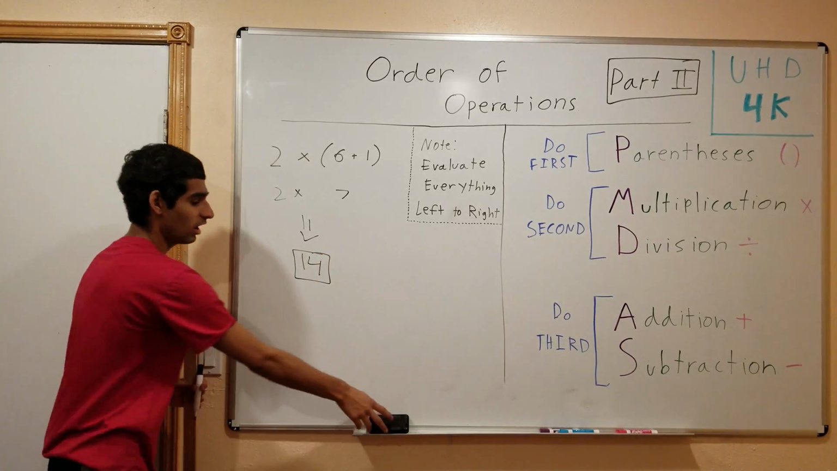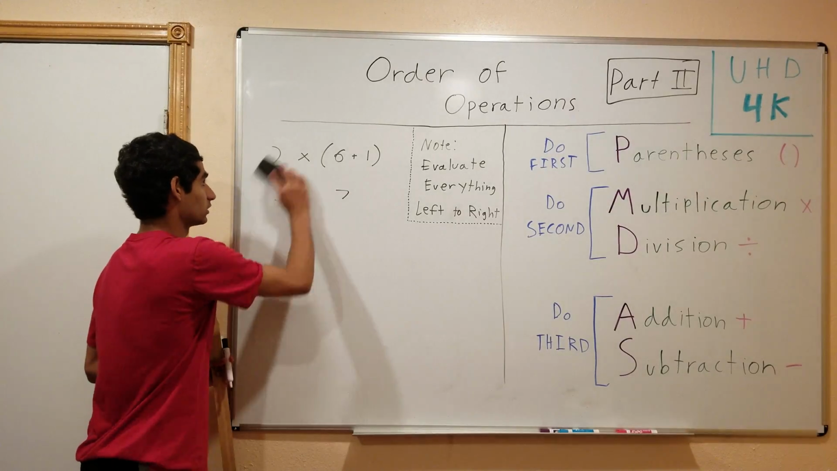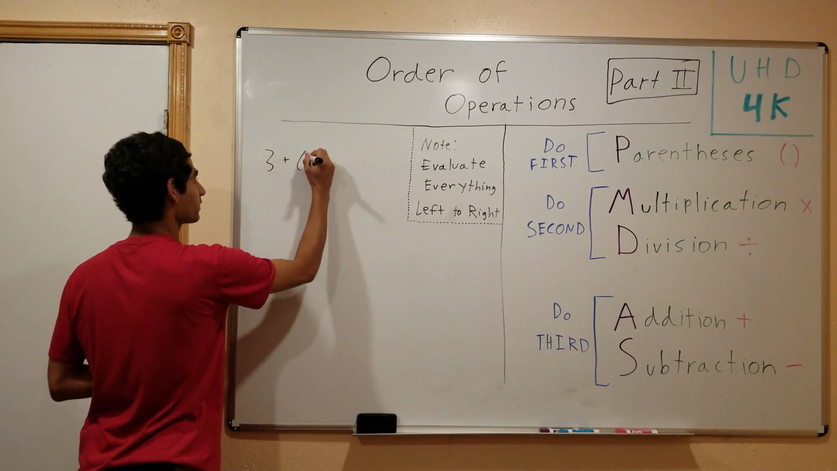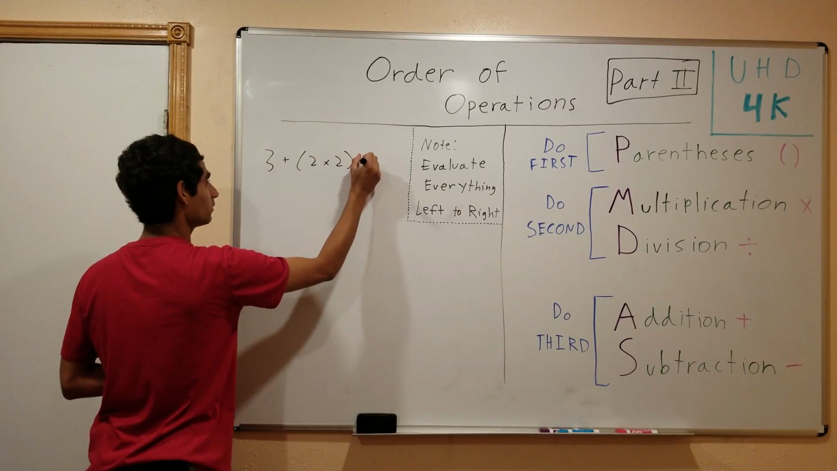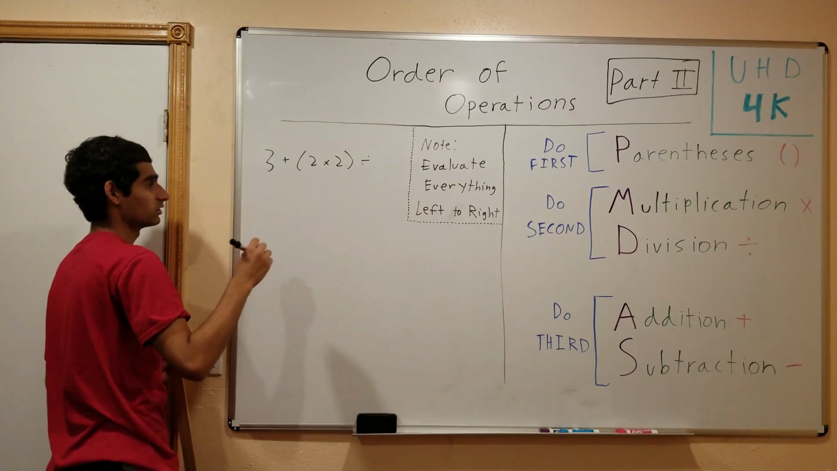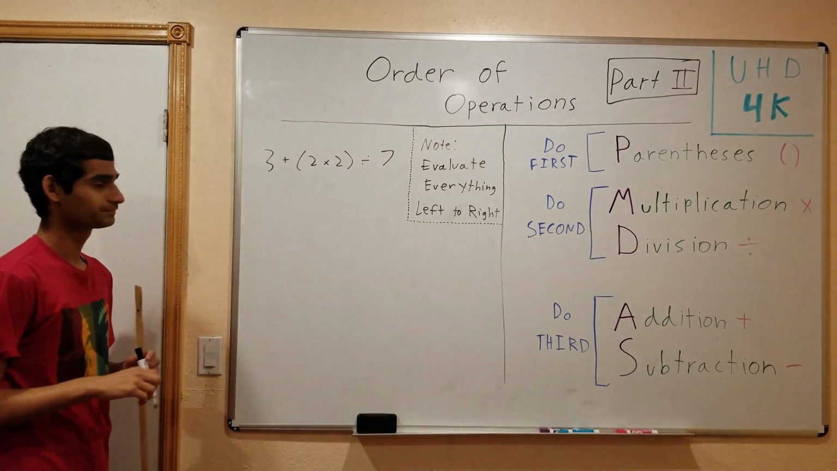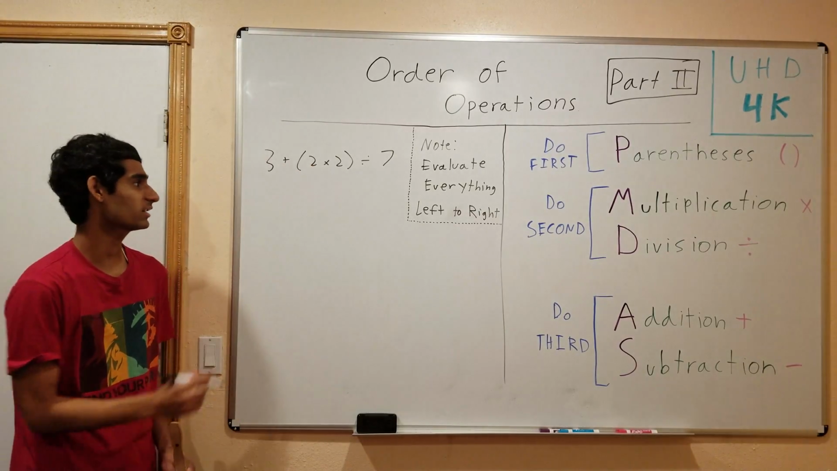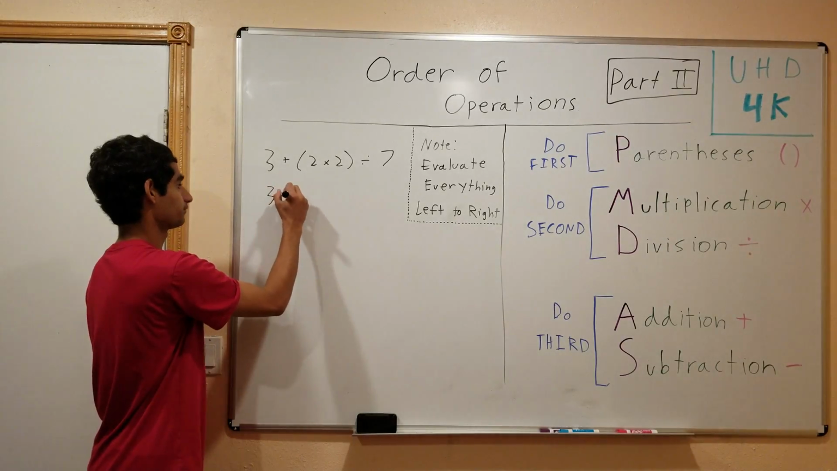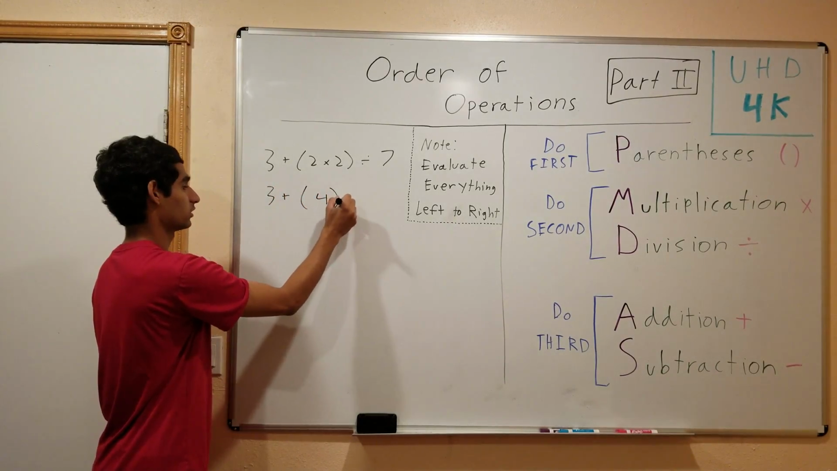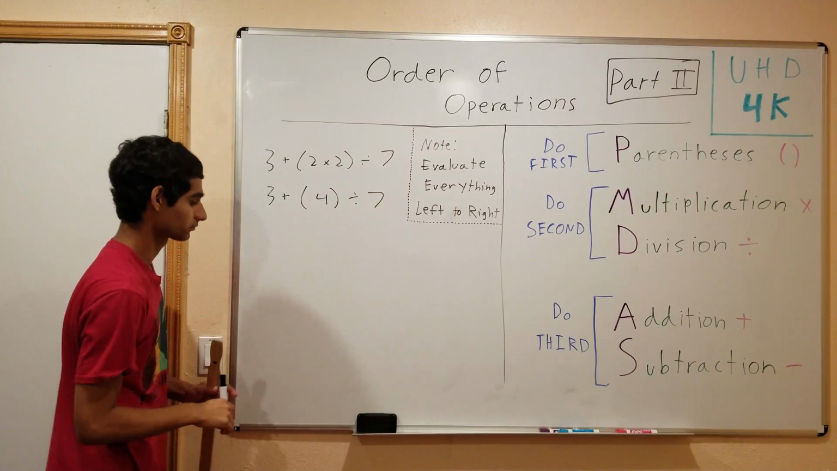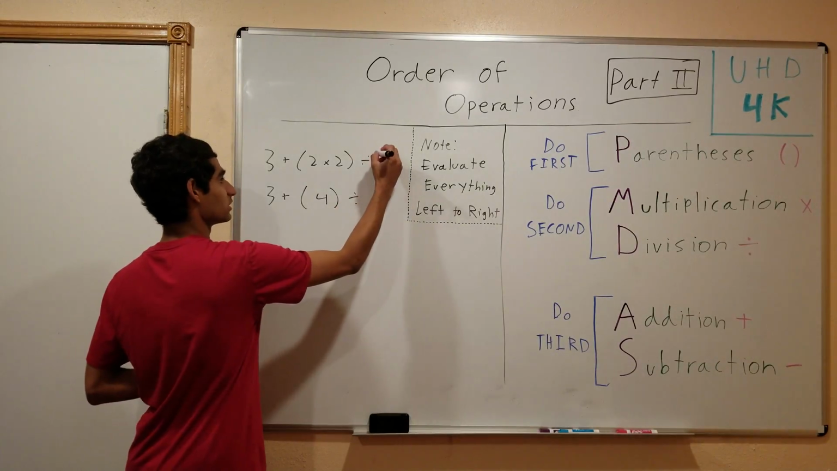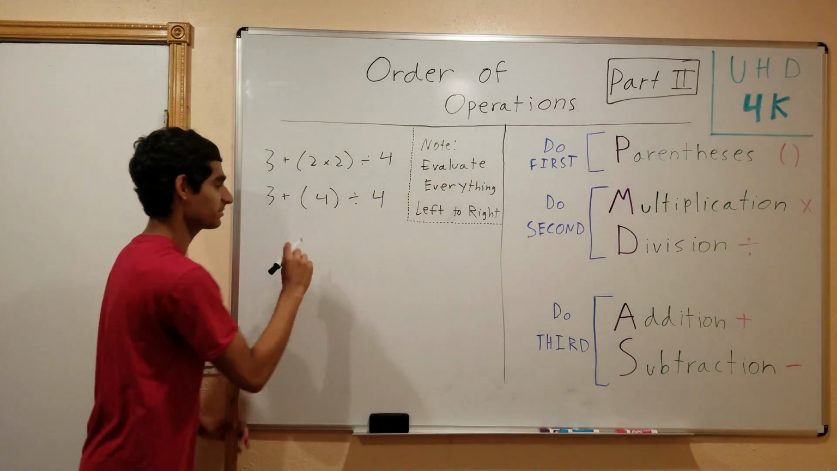Let's move on to a more complicated problem. If I have 3 plus, in parentheses, 2 times 2 divided by 7. Let's do this. We must first do the stuff inside the parentheses. What is that? It's 2 times 2, 4, divided by 7. Or excuse me, let me change this from 7 to 2. It changes to 4. It makes everything much easier.